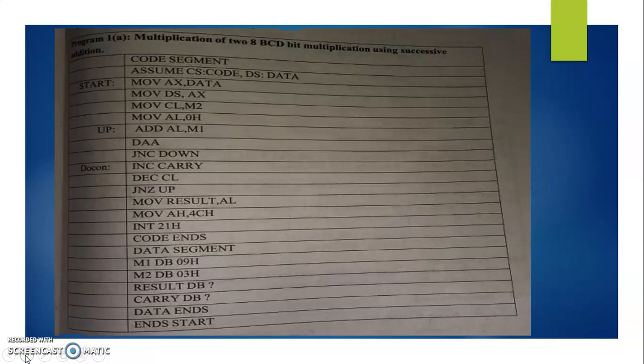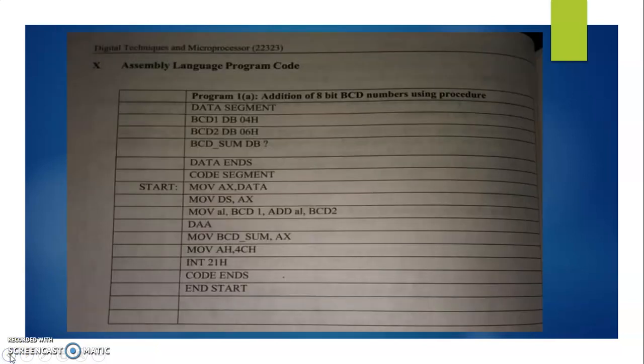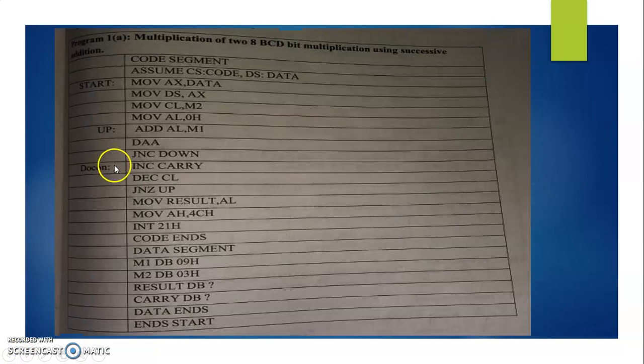Next is for 8-bit BCD multiplication. This is the 8-bit numbers addition. This is 8-bit multiplication. You have to add the MUL in that. You have to use the multiplication. You can see this program.